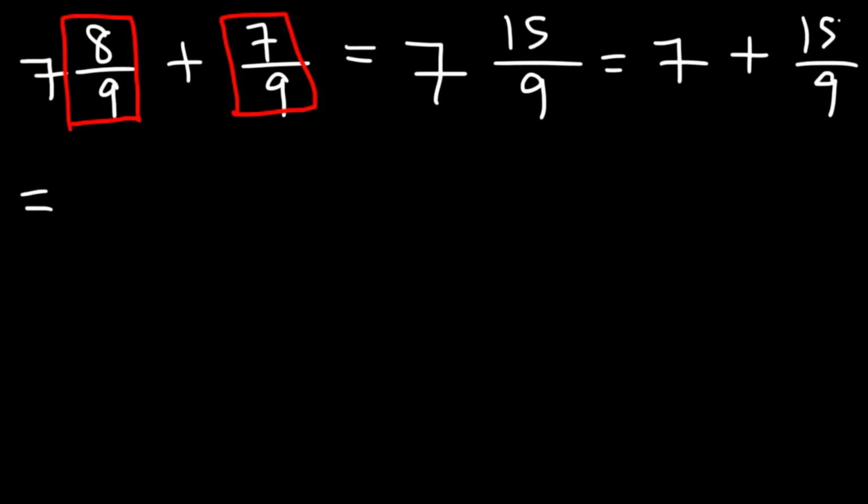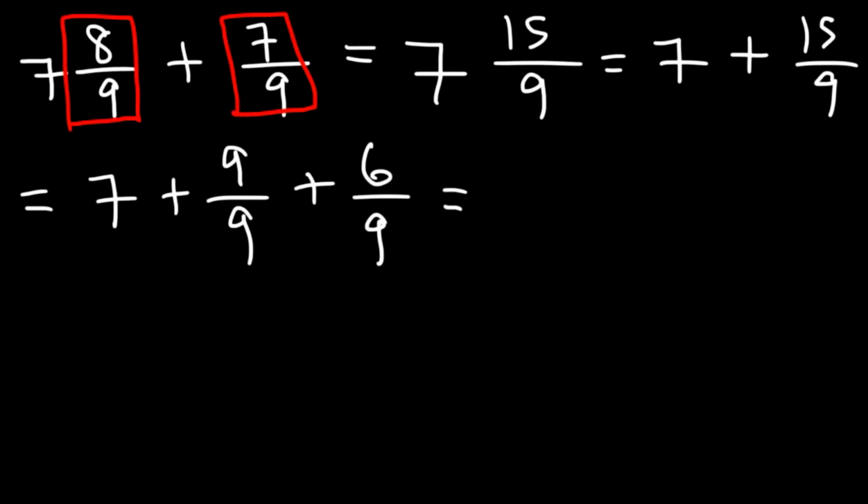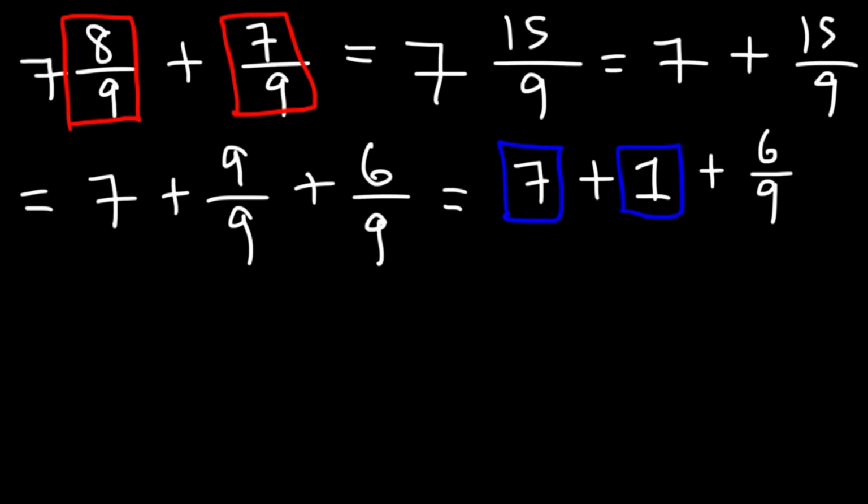Now let's break down this fraction into two smaller fractions, one of which has to be 9 over 9 because that's equal to 1. 15 minus 9 is 6, so the missing fraction has to be 6 over 9. 9 divided by 9, we can replace that with 1 at this point. And then we have 6 over 9, which we can reduce. But first, let's add 7 and 1 together. 7 plus 1 is 8.